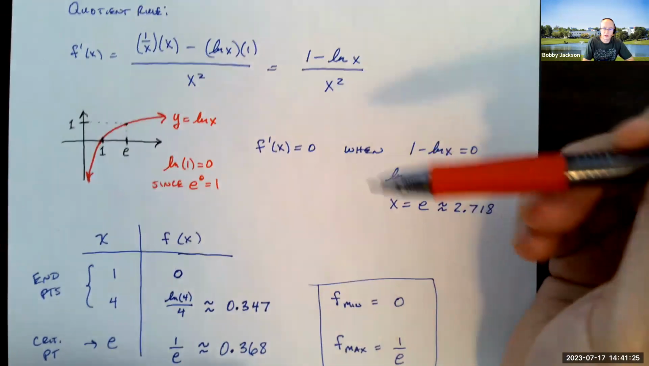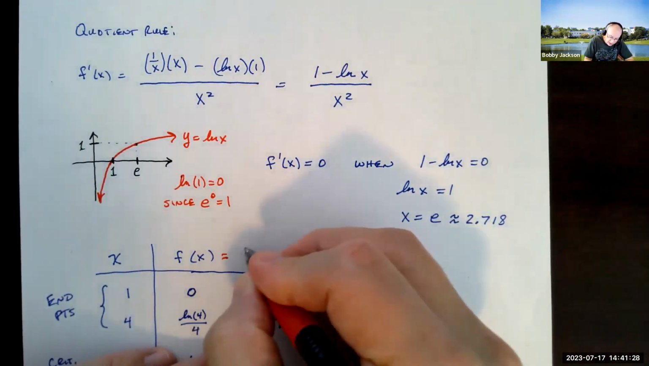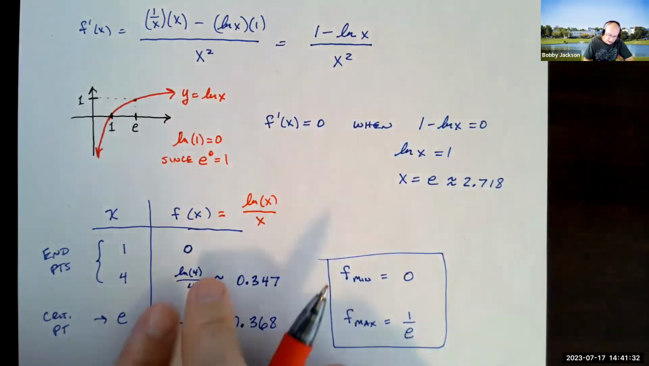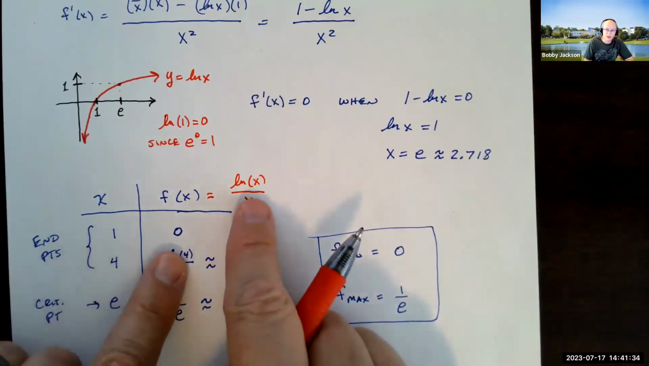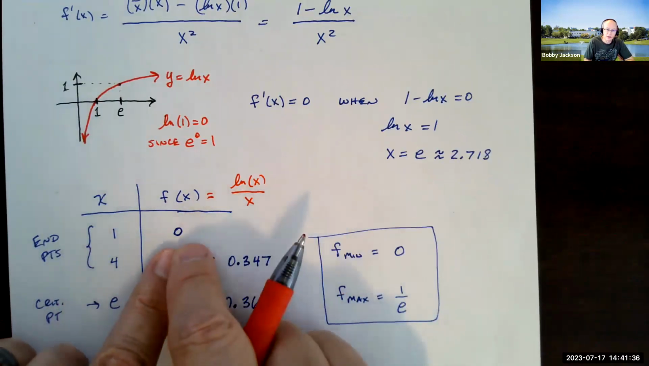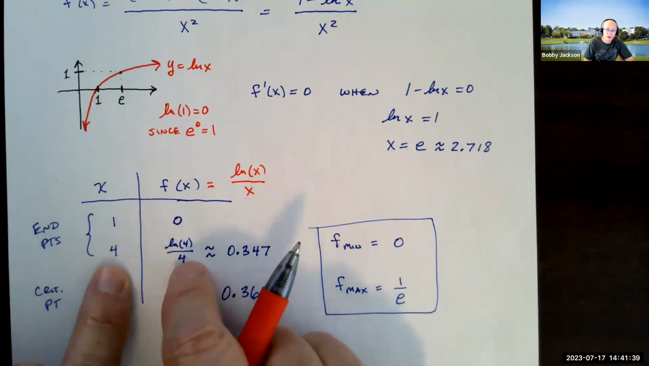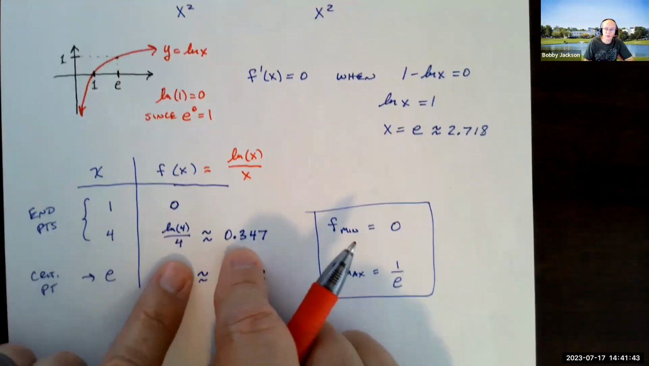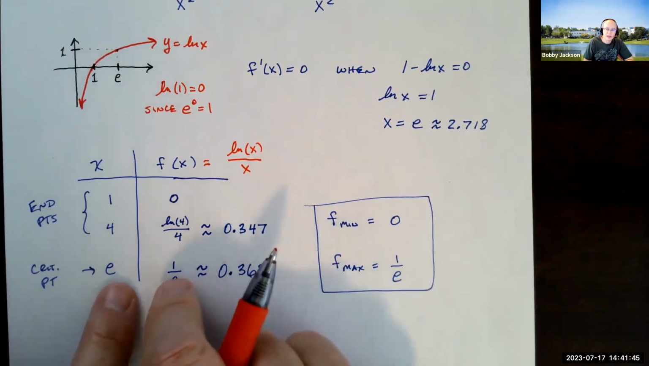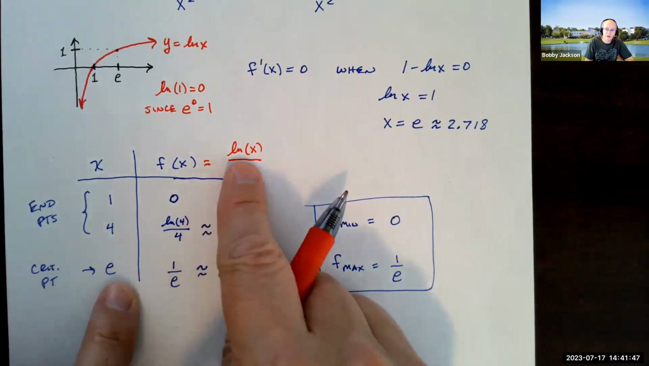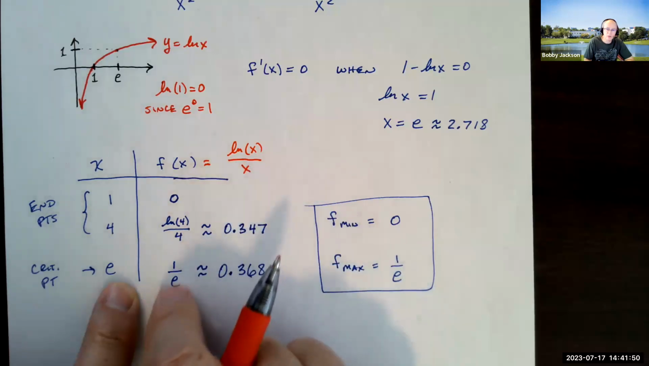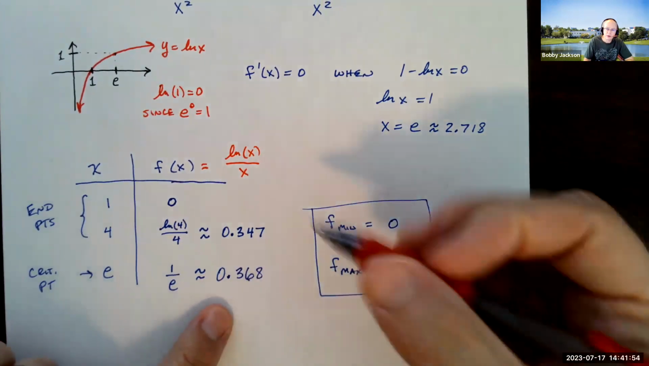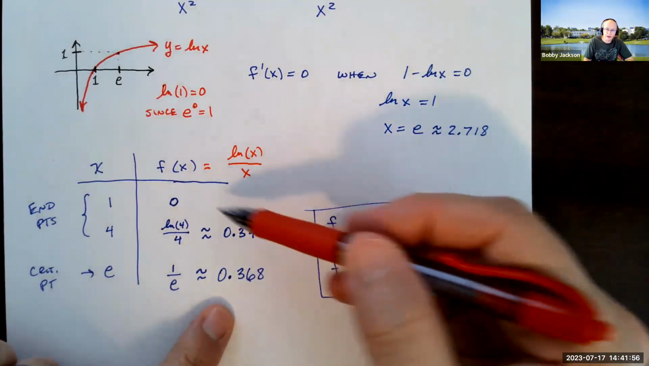So remember, the original function f of x was the natural log of x over x, and the natural log of 1 is 0. So 0 divided by 1 is 0. Here I get the natural log of 4 over 4, and I just use my calculator to approximate that, which is about 0.347. And then the natural log of e over e is 1 over e, right? So I get 1 divided by e, which is about 0.368. Okay, so again, these are the possible values for our max and min.